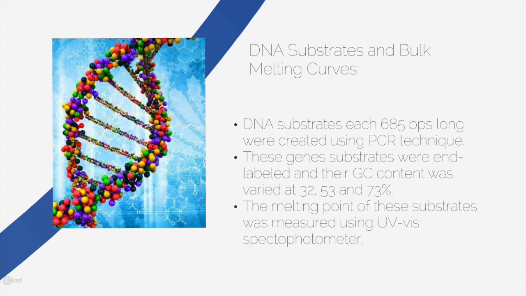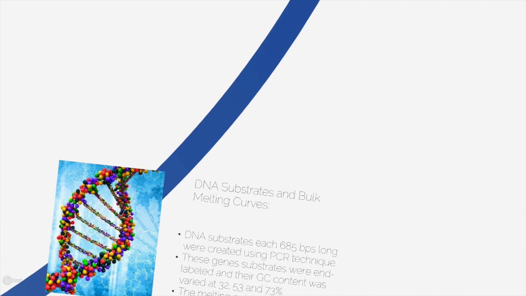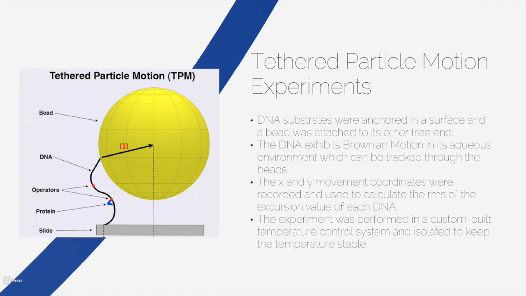They obtained different DNA substrates, each 685 base pairs long, using the technique of PCR. The substrates were end-labeled and then varied in their GC content. The movement of this DNA substrate was then tracked using the tethered particle motion technique. It's a widely used technique to analyze the motion of a polymer in an aqueous environment.